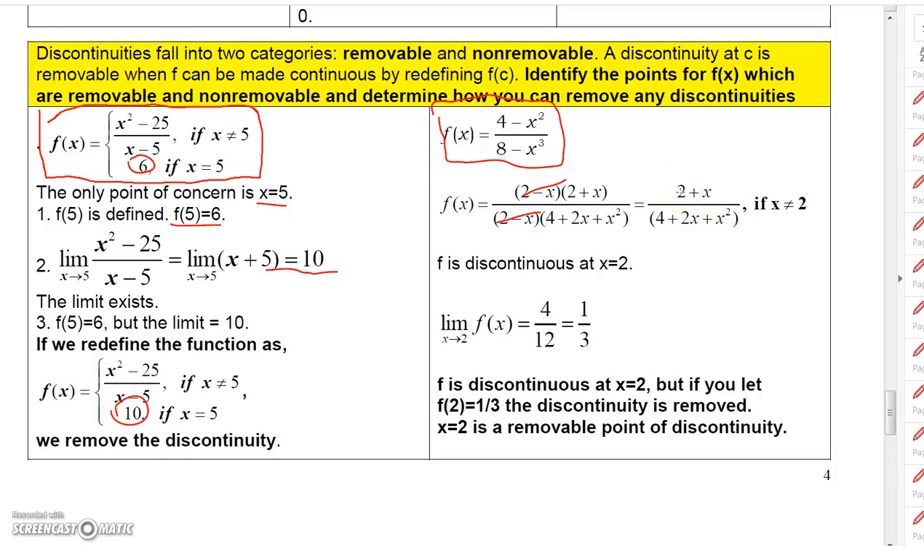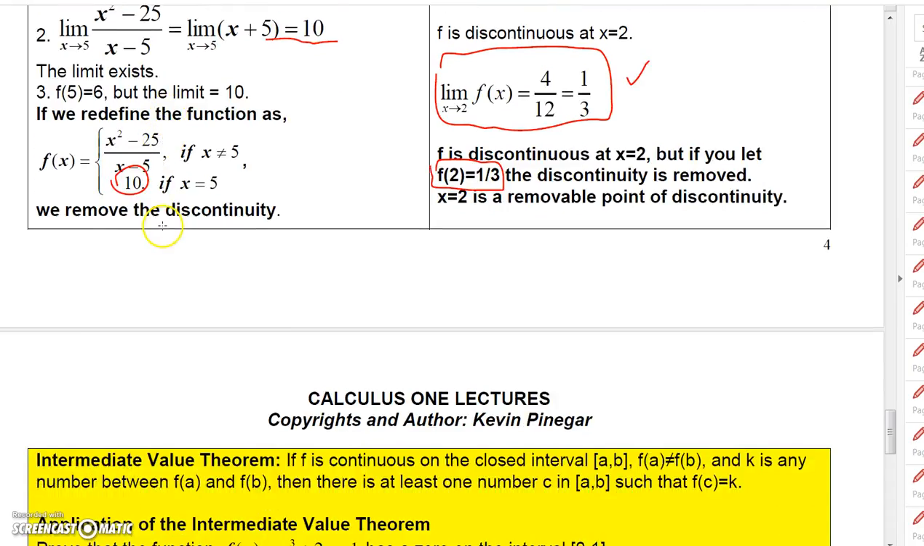Now if you evaluate this as x approaches 2, then you get 2 plus 2, which is 4, and then 4 plus 4 plus 4, which is 12. So the limit of that function as x approaches 2 is 4 over 12, or 1/3. So in order to remove the discontinuity, you would have to reassign this so that f of 2 equals 1/3. Because if f of 2 equals 1/3, then the functional value at 2 is 1/3, and the limit would be 1/3. So that would remove the point of discontinuity.